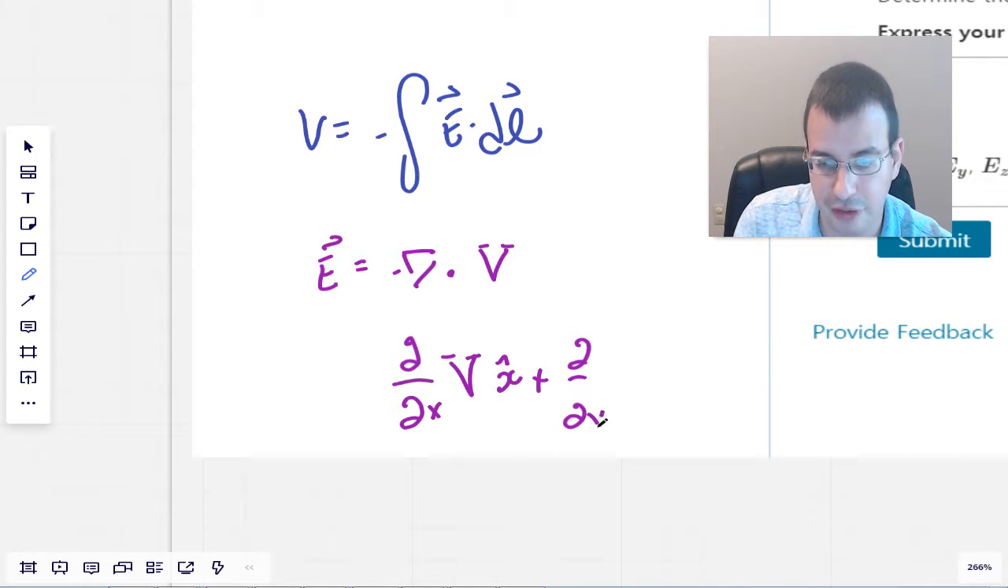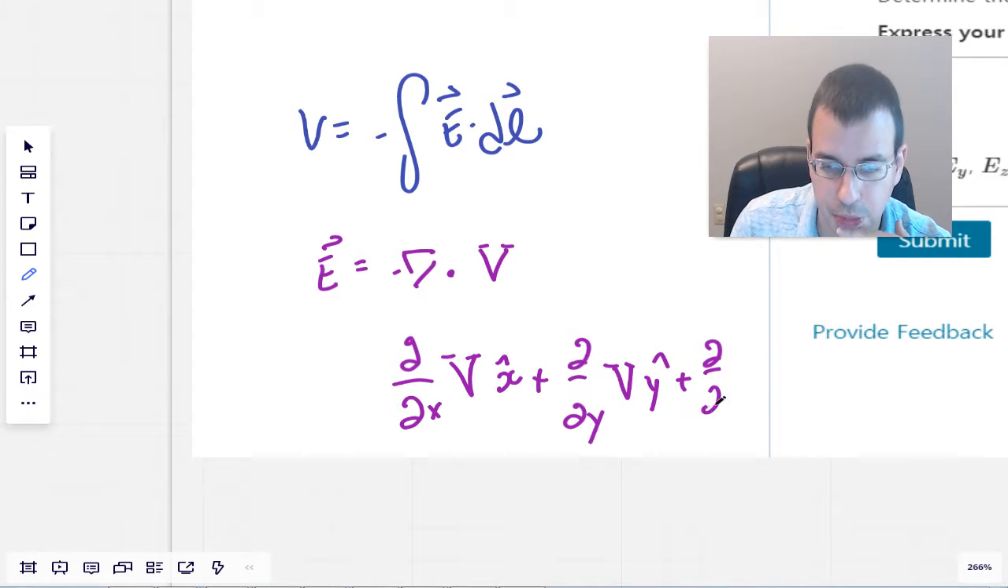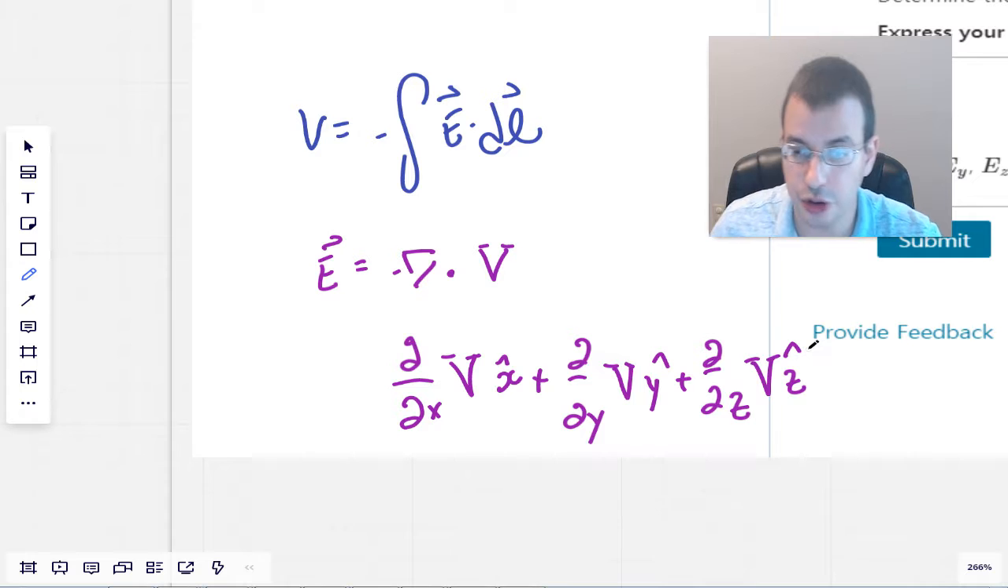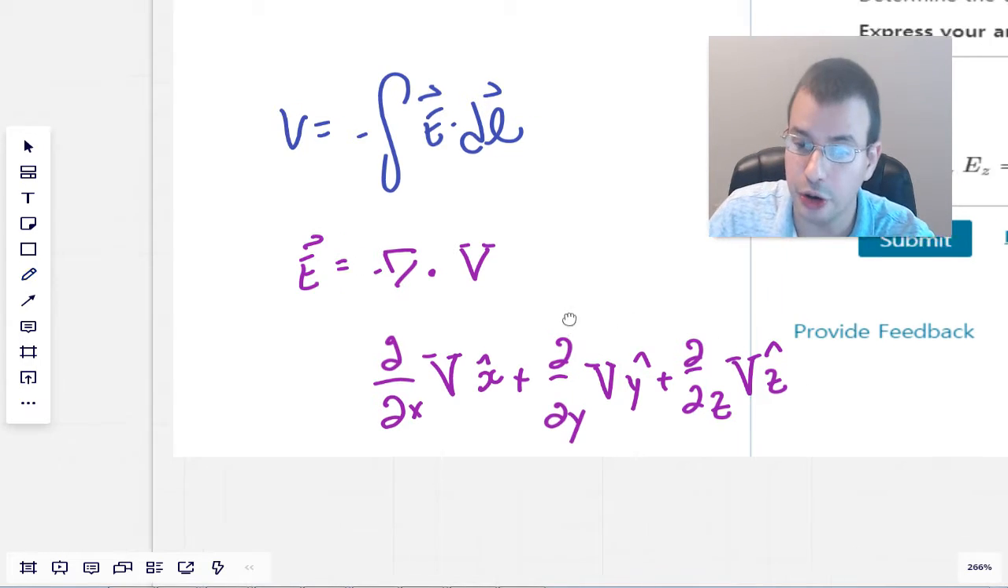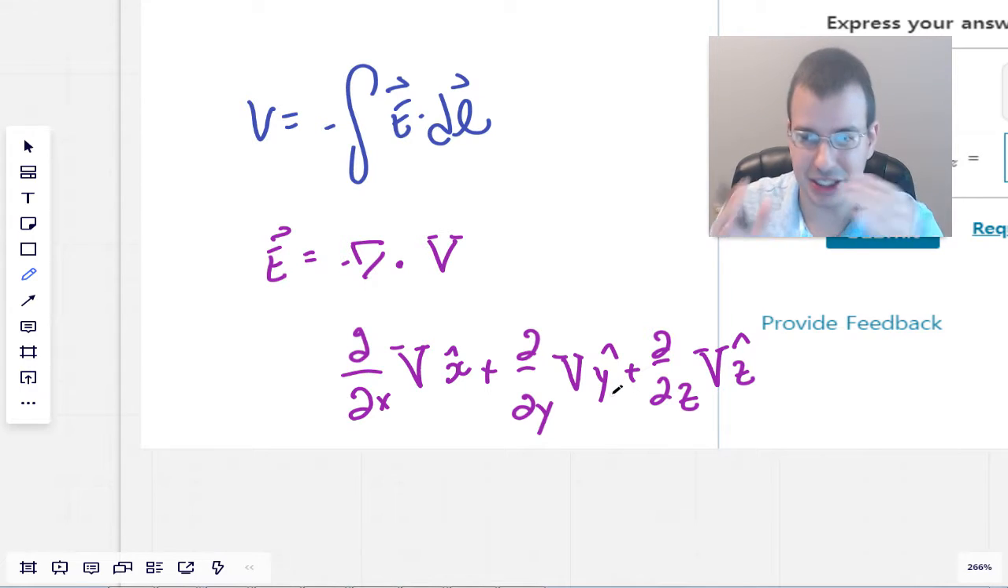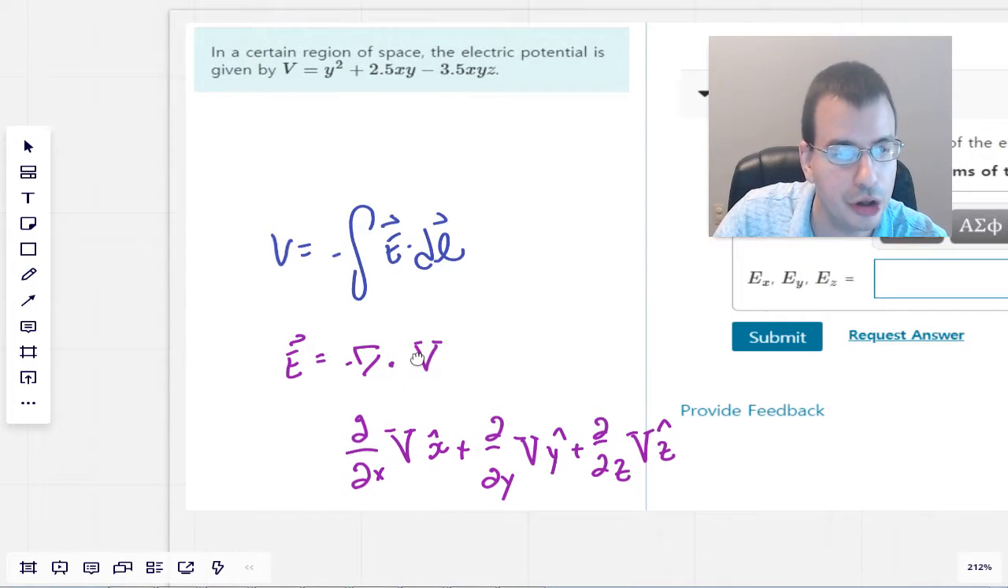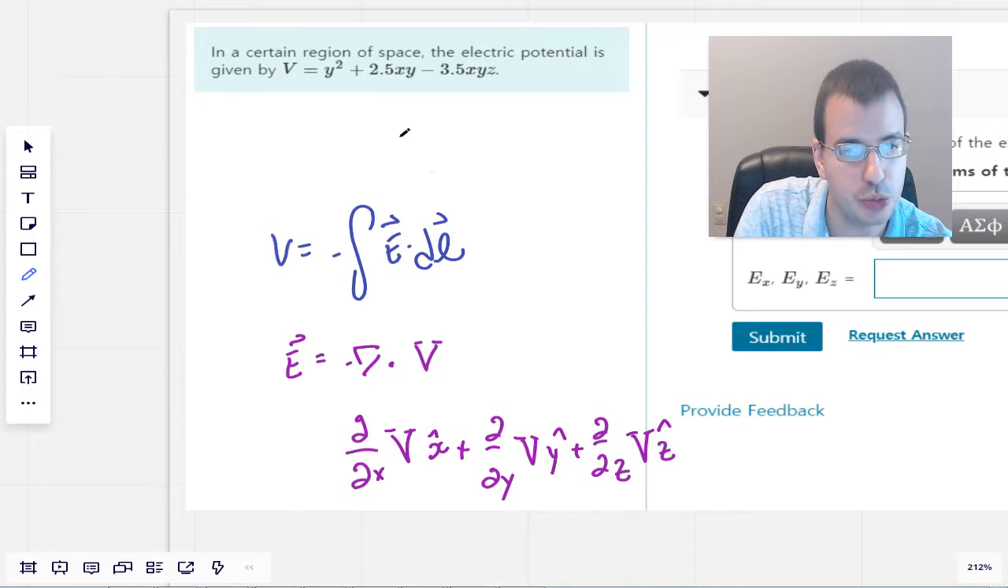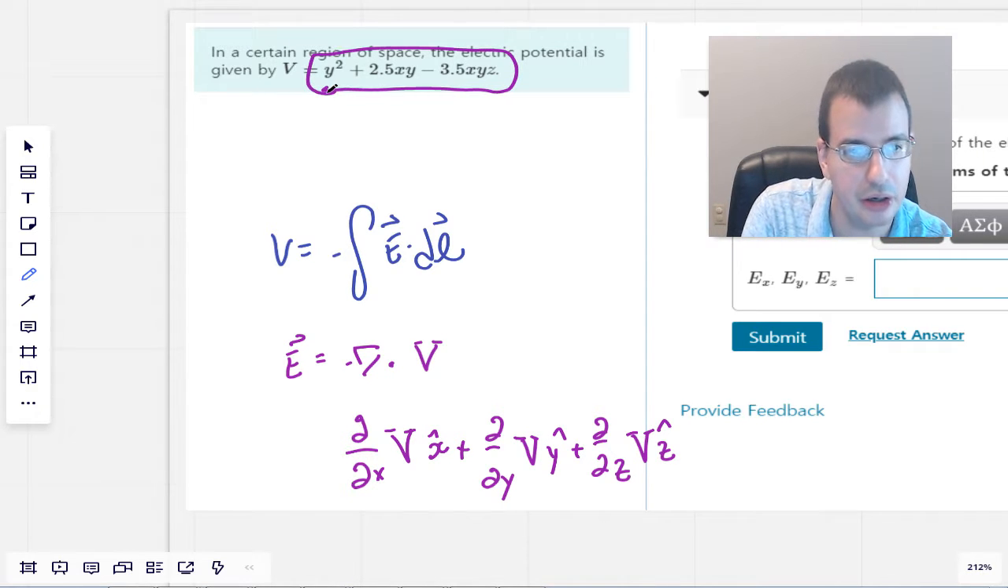So take the partial derivative with respect to y of the same voltage we have, and we'll make that a little y hat. Do a partial derivative with respect to z of the voltage, and we'll make a little unit vector z. I say hat sometimes, hat, unit vector, same idea. It basically gives you the direction. You'll see as we go. So this is what we need to keep in mind right here.